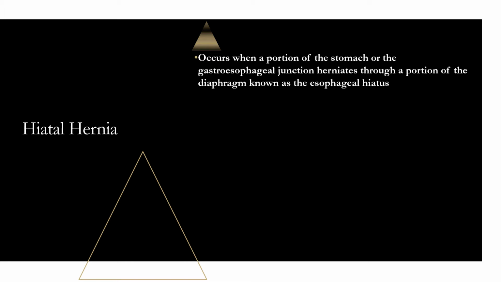The first thing that we're going to go over is hiatal hernias. This is a pretty important one for your exams. This is going to be when a portion of the stomach herniates or slips through a portion of the diaphragm known as the esophageal hiatus. Now there's going to be two different types that you need to know of, and that's going to be sliding or type 1 and then paraesophageal type 2.